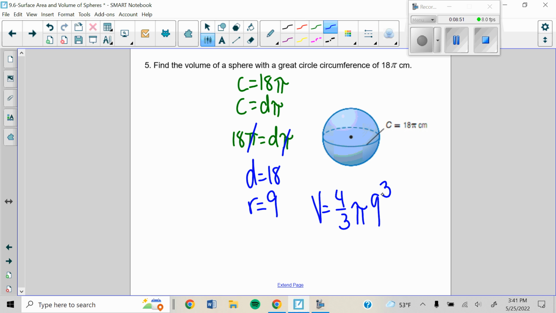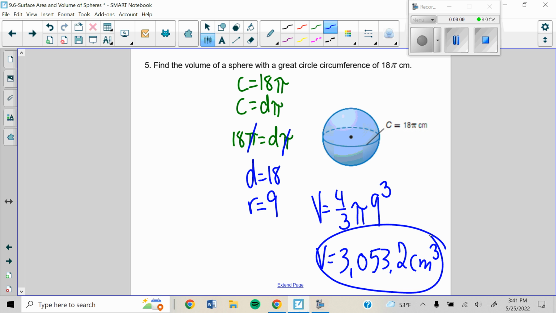All right. Go ahead and find that. You should end up with a volume of 3,053.2 centimeters cubed. Remember, it's cubed because we're talking volume.